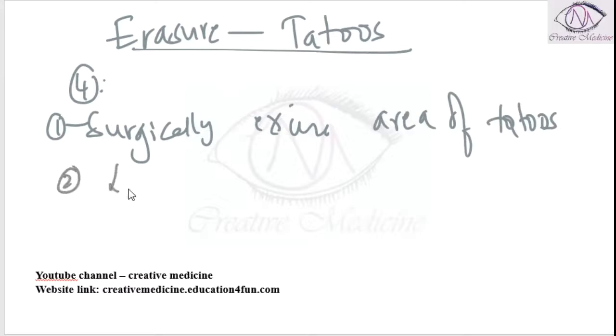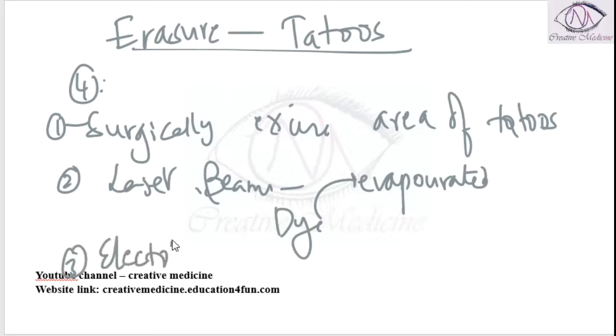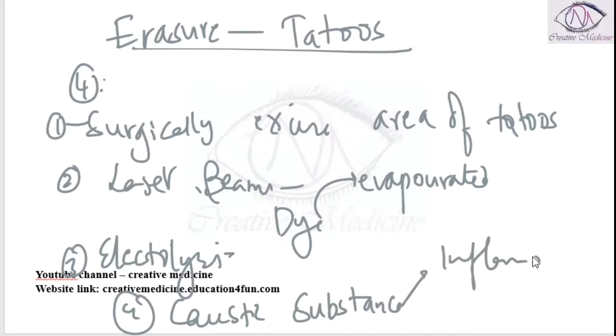Laser beams. On putting the laser beams, the dye particles can get evaporated and thus the tattoo can be erased. Electrolysis can be used for erasure of tattoos. Caustic substances can also erase the tattoo by producing inflammation and scar and thus make the tattoo invisible.